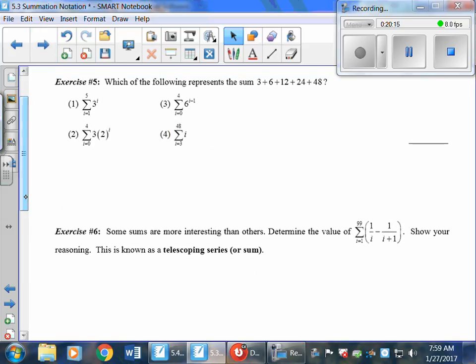Exercise 5. Which of the following represents the sum of these numbers? Now, could you use your calculator for this? Of course you could. It would take you a little bit longer, but if you were stuck, that is an option for you. But if you take a look at this, we're going to think about this the same way. I look at 3, 6, 12, 24, 48, and I see how they seem to be 3 times 1, 3 times 2, 3, no, that doesn't work, because 3 times 3 is 9, that's missing. So we have to give this a little bit of thought.